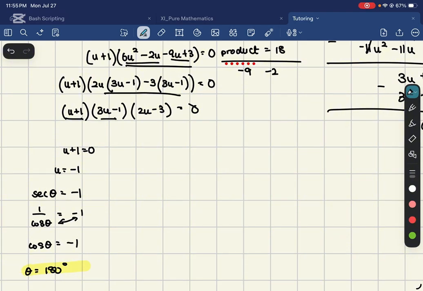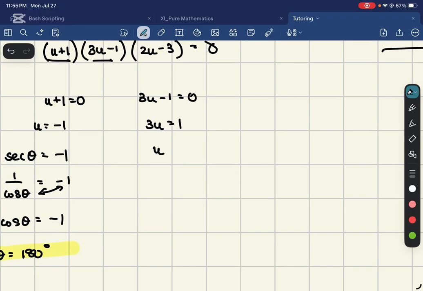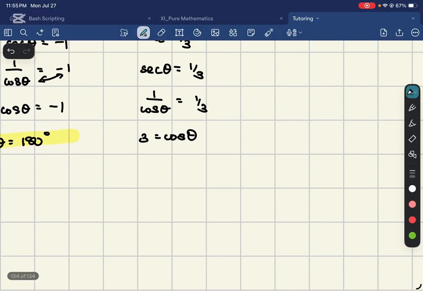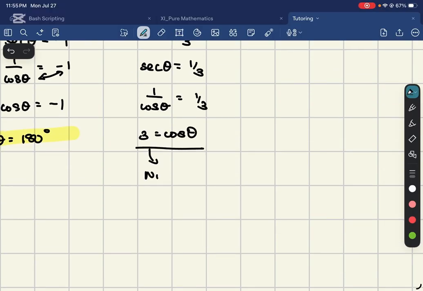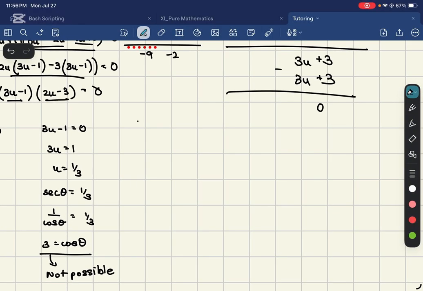Let's look at this one. 3u minus 1 is equal to 0. 3u is equal to 1. u is equal to 1 over 3. But u is just secant theta, right? So secant theta is 1 over 3. 1 over cos theta is equal to 1 over 3. And 3, if you simplify, is going to be cos theta. But this is not possible, right? Because cos theta cannot be more than positive 1. So we ignore that.